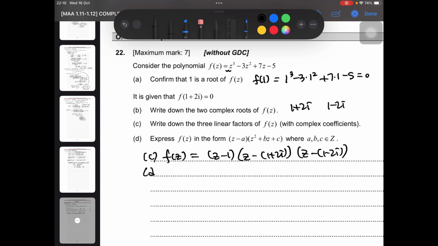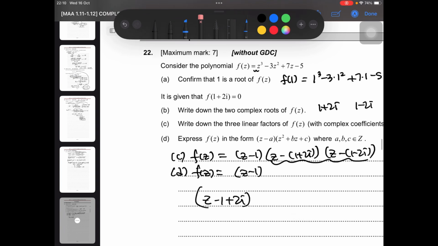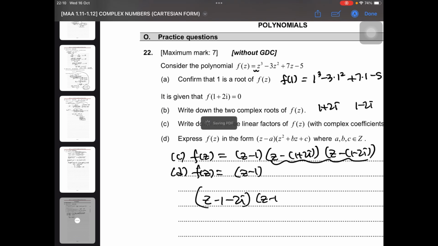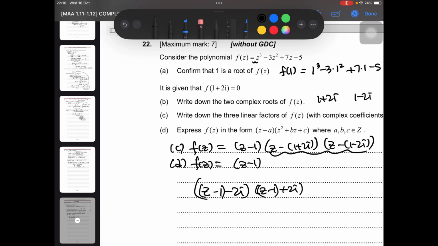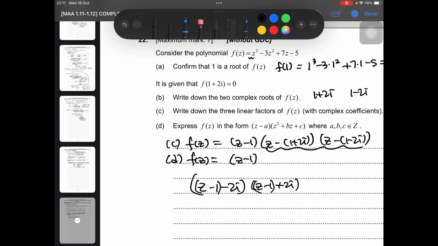So express f(z) in the form. So z minus 1 stays there. Only this one should go like this. If you expand them all together, you will solve it out. But if not, I will solve it like this. (z minus 1 minus 2i), oh sorry, and (z minus 1 plus 2i). If we group them together like this, then this is the product of sum and difference. So now we will make it (z minus 1) squared minus (2i) squared, which is negative 4. So z squared minus 2z plus 1 plus 4. So z squared minus 2z plus 5.